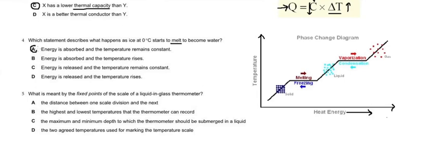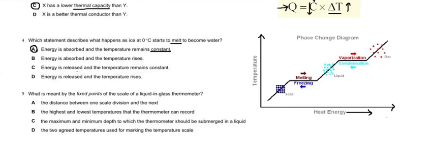First option itself is the correct answer, because the temperature should remain constant and heat is continuously supplied. Okay, so the energy is absorbed. Energy is nothing but the heat. Second option is given, energy is absorbed and the temperature rises. This does not occur, because in the particular process, melting, freezing, vaporization or condensation, temperature should remain constant.